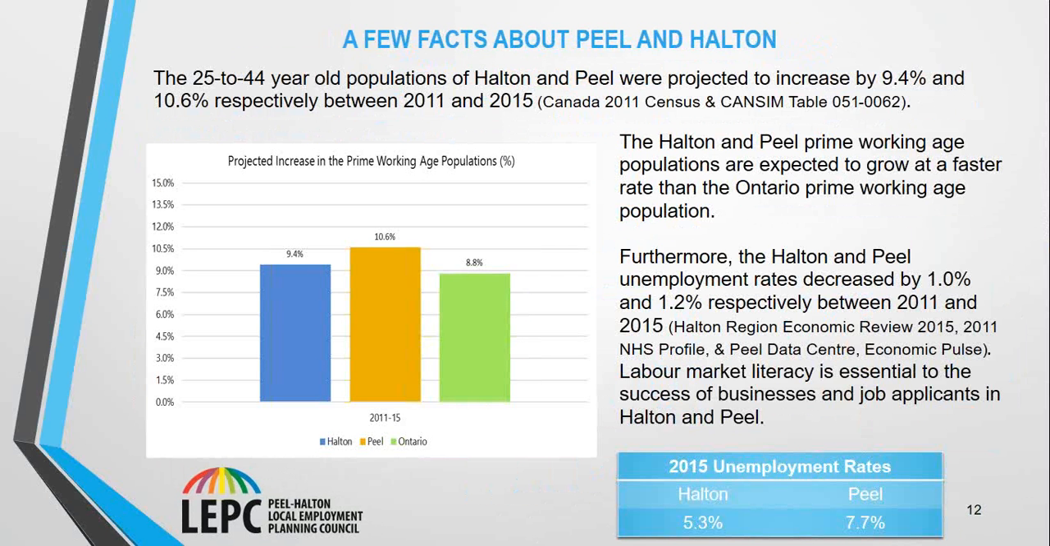Thank you, Ella. I would like to briefly highlight the importance of labor market literacy. The prime working age populations of Peel and Halton were projected to grow faster than the prime working age population of Ontario. Unemployment has also decreased slightly in Peel and Halton between 2011 and 2015. In other words, the Peel and Halton labor markets are becoming more competitive, and a firm understanding of labor market information can add to a job seeker's competitive edge.